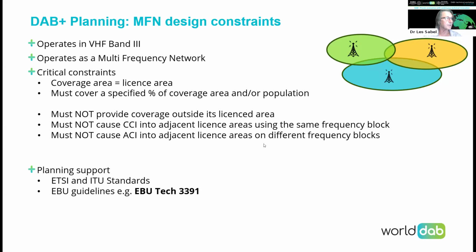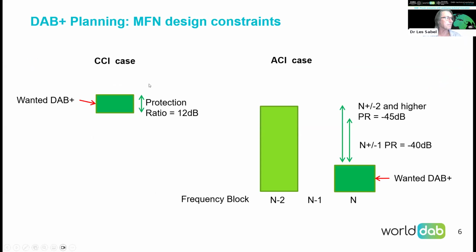So now let's move on to the details here. For the co-channel interference case, we can see on the left-hand side of the screen we have the wanted DAB signal. And in this case, we have a co-channel protection ratio of 12 dB as per Tech 3391. So the unwanted co-channel signal must be 12 dB or more below the wanted signal. And this is particularly on the edge of the license area.